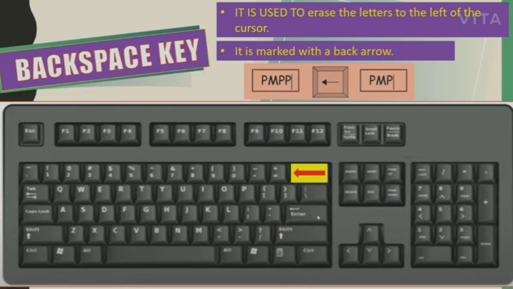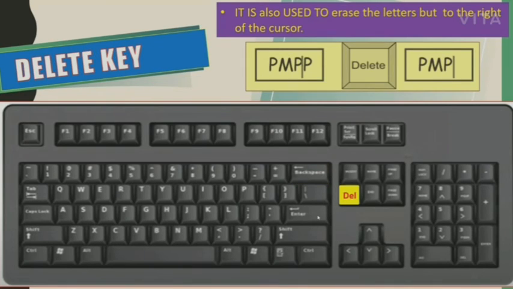Backspace key is used to erase the letters to the left of the cursor. It is marked with back arrow. Delete key is also used to erase letters but from the right hand side of the cursor. You can see it is at the right side on the keyboard, marked with yellow.